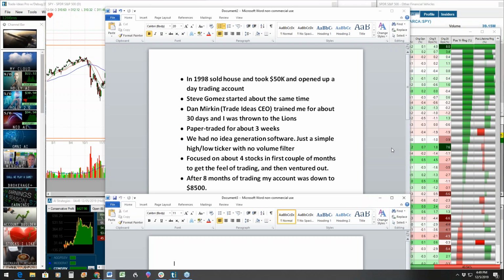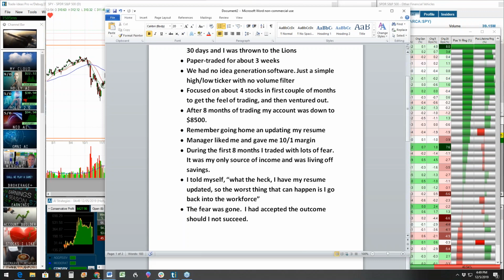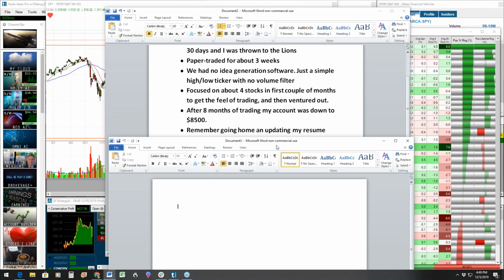Let me pull this up a little bit and grab this page. All right, I remember I knew the time was ticking away. I didn't really have the funds left, so I knew my days were probably numbered. It was kind of bittersweet. I told myself, I'm going to go home and update my resume. If it doesn't work, so be it. So I went home, updated my resume, and started looking for jobs where I might interview.